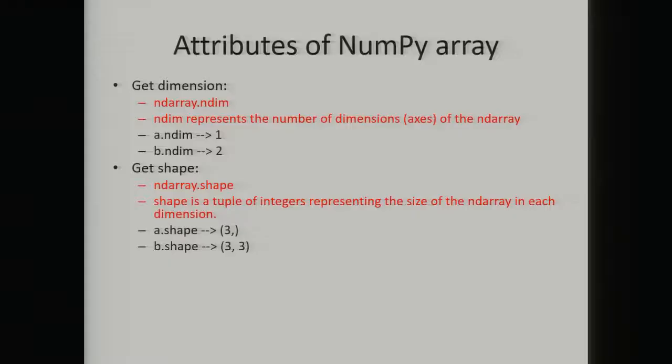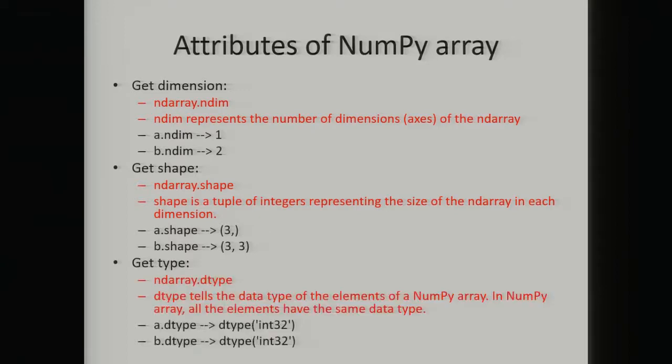The third attribute is type. This we have already seen. ndarray.dtype tells the data type of the elements of a NumPy array. And in a NumPy array, all the elements have to be of the same data type, essentially because NumPy arrays are the same as C-style arrays.